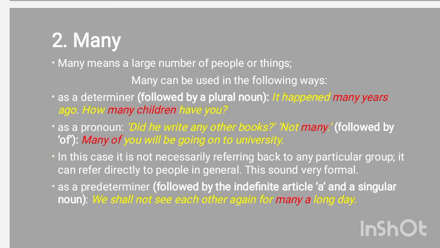Many is also a predeterminer when followed by the indefinite article a and a singular noun. For example, we shall not see each other again for many a long day. Many a long day. Many here is a predeterminer because it is followed by the article a.